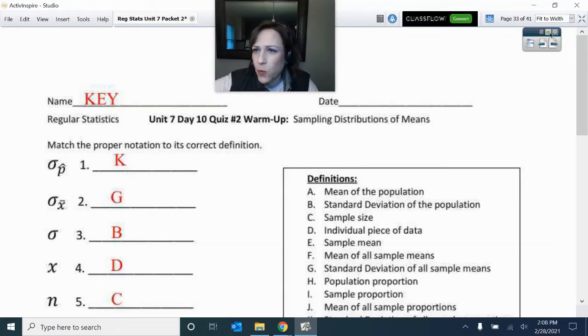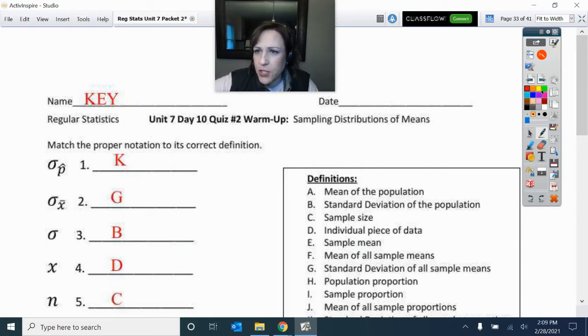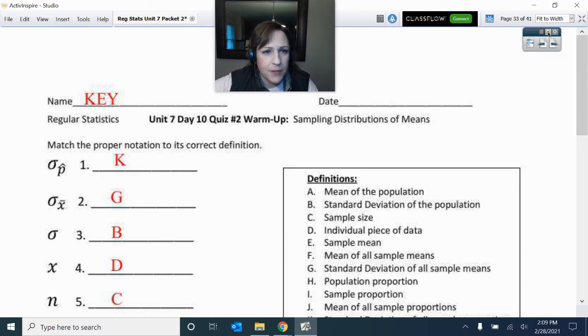All right, let's go over this warm up so that we know that you are ready for your quiz. So here we go. On your notation, it might help to group some things together. Here we have these three standard deviations, and one of them is from the population, and that would be number 3. Standard deviation of population.